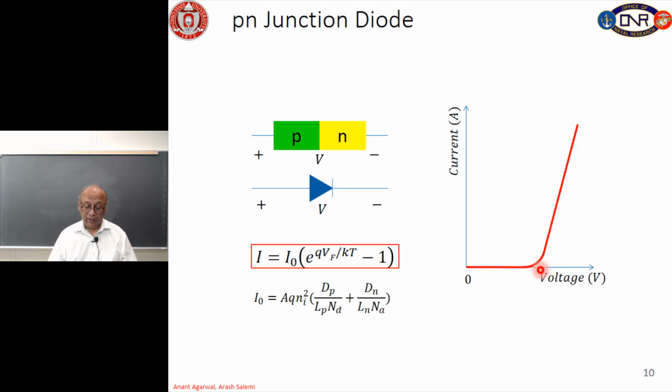And generally for silicon, this is slightly less than the band gap. If you remember, the band gap for silicon is 1.12 electron volts, and typically this knee voltage is around 0.7 volts. For other semiconductors like silicon carbide, where the band gap is 3.25 eV, this knee voltage is of the order of 2.7 volts.